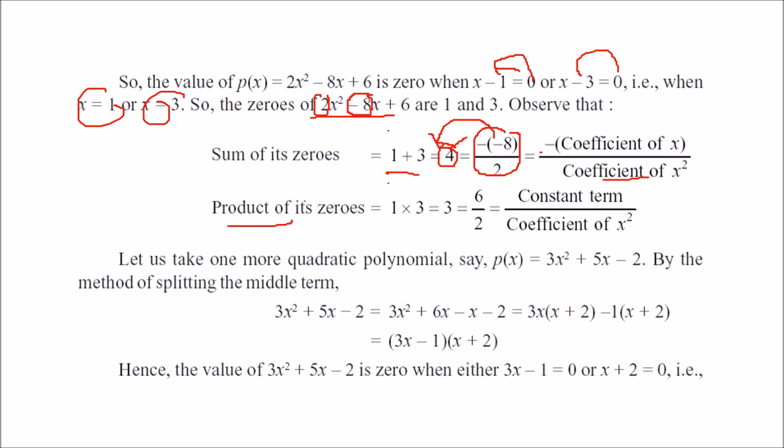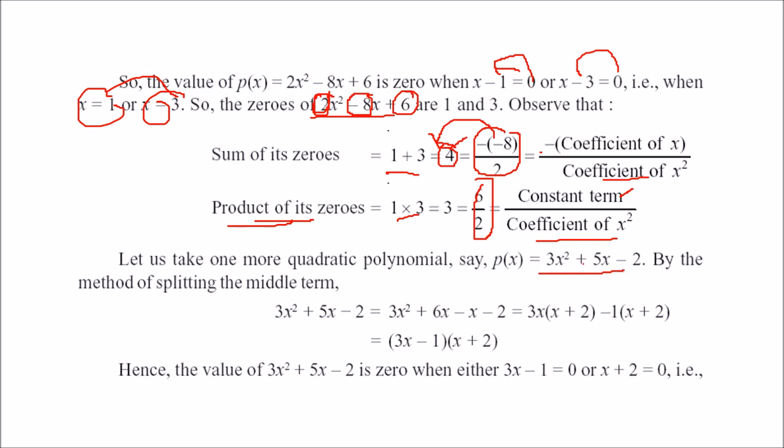Again, product of zeros, that means 1 into 3, that will be 3. Now take the constant term and divide it by the coefficient of x square, 6 by 2. Again, this is 3. So the product of zeros can be written as constant term divided by coefficient of x square. So we have used the splitting of the middle term.